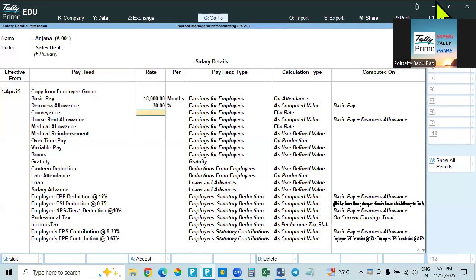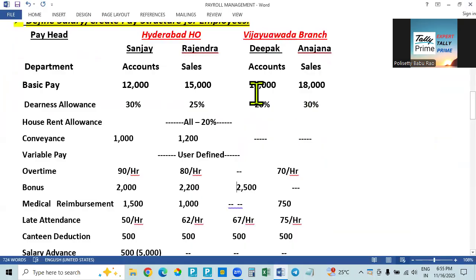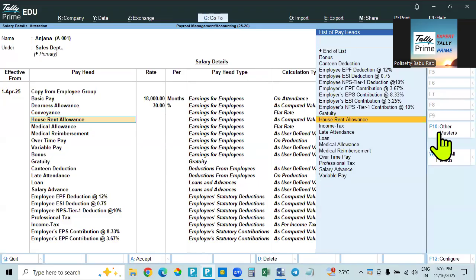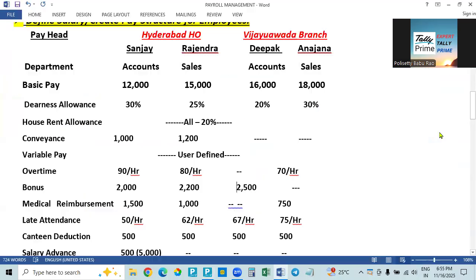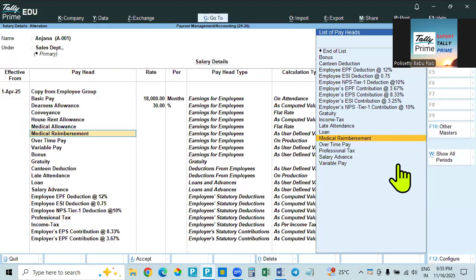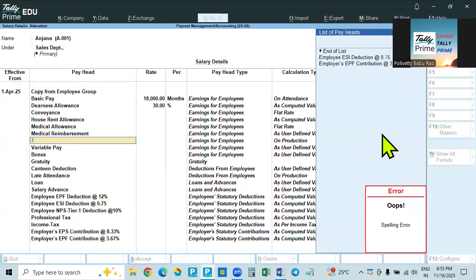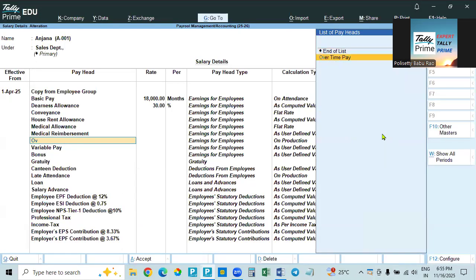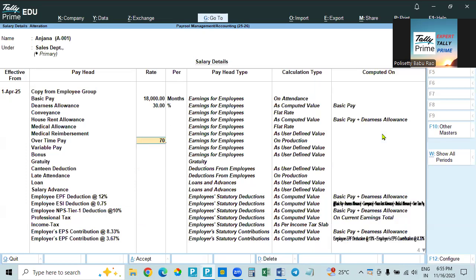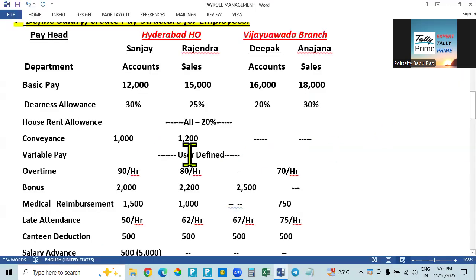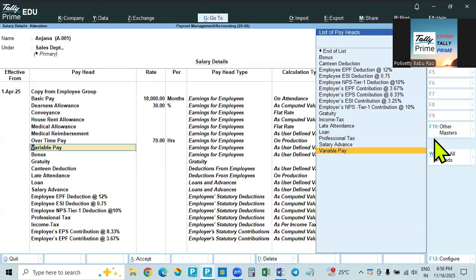And then conveyance is flat rate. So here, there is no conveyance to this Hyderabad, there is no conveyance to both. So no amount. And then house rent allowance will automatically be calculated. No medical allowance. And medical reimbursement is there, but that will be user defined. Separately we will process. And overtime pay here, to him there is no overtime pay, but for Anjana, 70 rupees per hour. Overtime pay is 70 rupees per hour, and variable pay. So we will give along with others. It is a user defined amount.